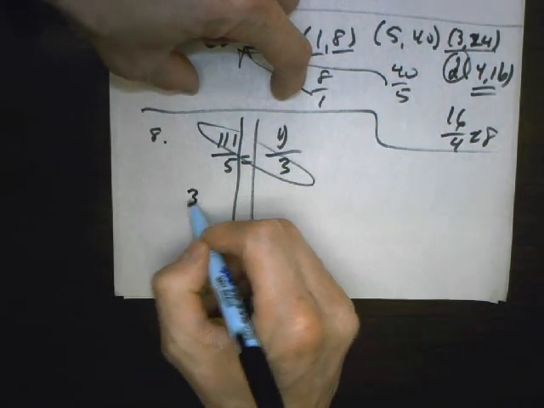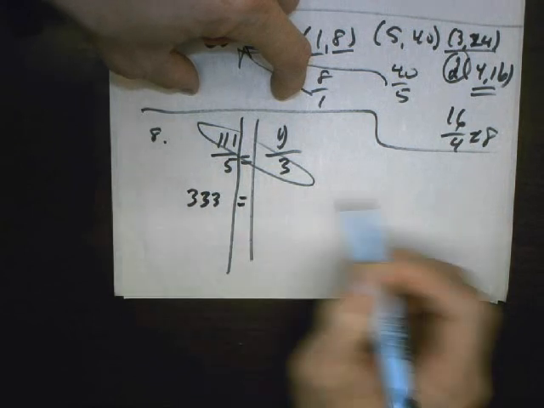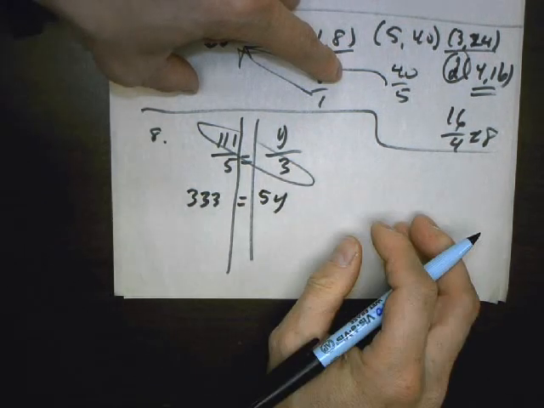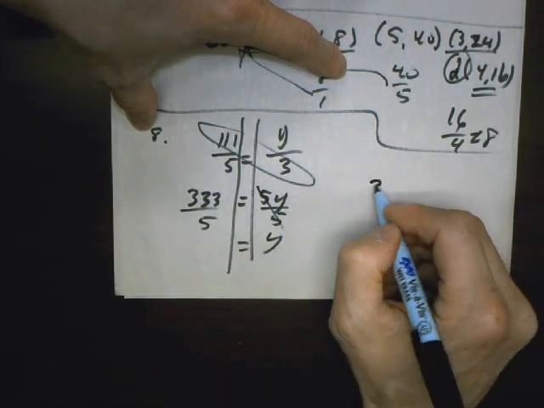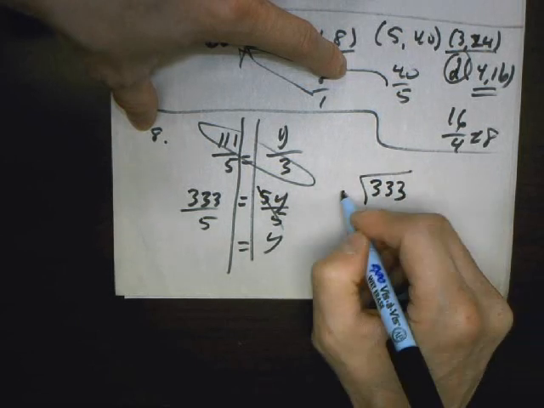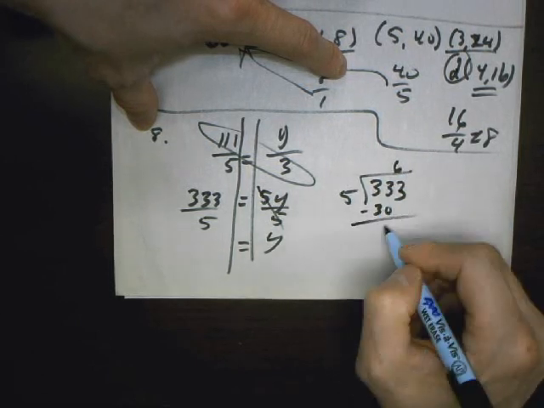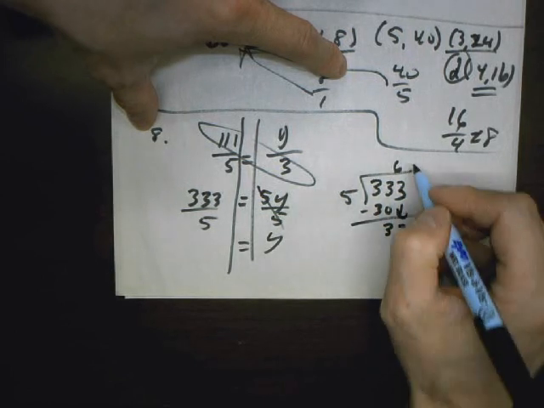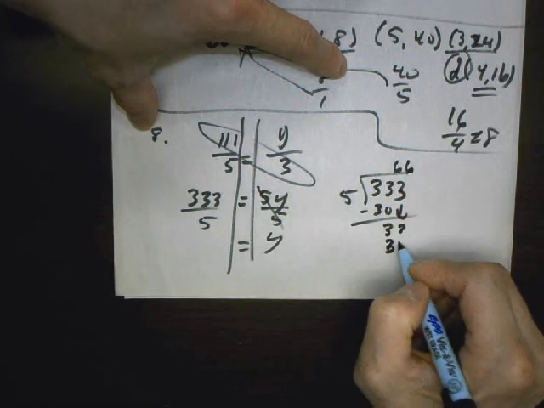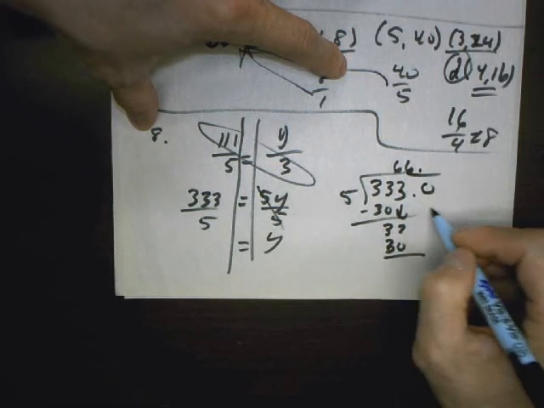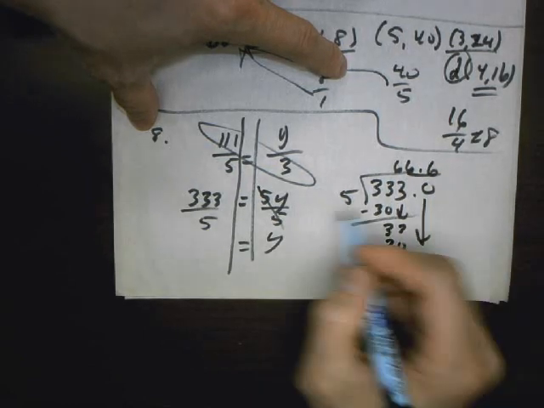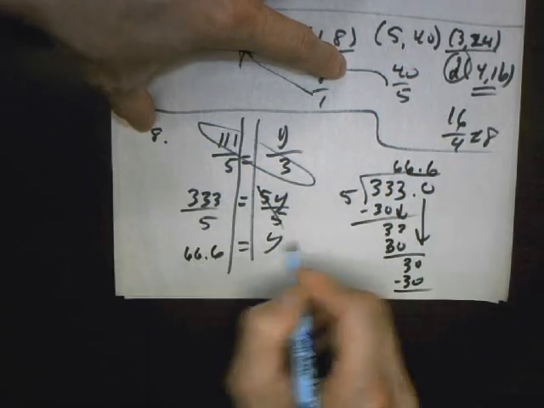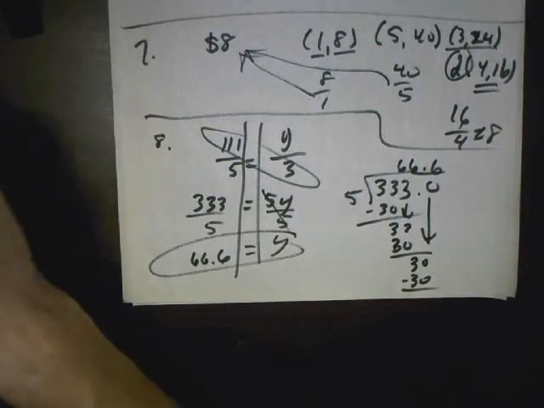Let's cross multiply. 3 times 111 is 333. 5 times y is 5y. And divide like we always do. Y equals our answer. So I go in and out. 5 goes into that 6 times. Drop a 3 down, and then that goes in 6 times. There's a decimal. Can add a 0 now, and it goes in 6 times, and it zeroes out. So 66.6 is the value of y at that point. Check our answer in the back. Yep, looks good. Number 9.